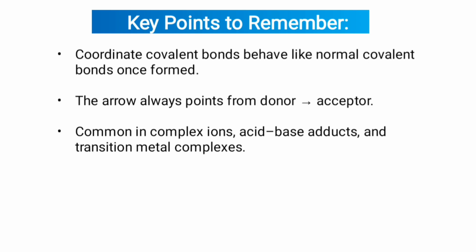Now, key points to remember. My dear student, coordinate covalent bonds behave like normal covalent bonds once formed. The arrow always points from donor to acceptor. Common in complex ions, acid-base adducts, and transition metal complexes. So, my dear student, this is all about today's lecture on coordinate covalent bonds.